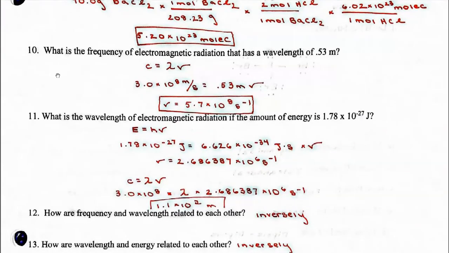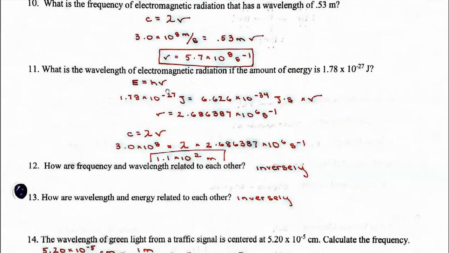Okay, we're now getting into frequency and wavelength and everything like that. I need to be using this formula here. C is given to you, it's 3.0 times 10 to the 8th. Your wavelength is 0.53, and then that's frequency. So you just need to divide both sides by 0.53, and you get this answer. Be careful with your units. Frequency is seconds to the -1.